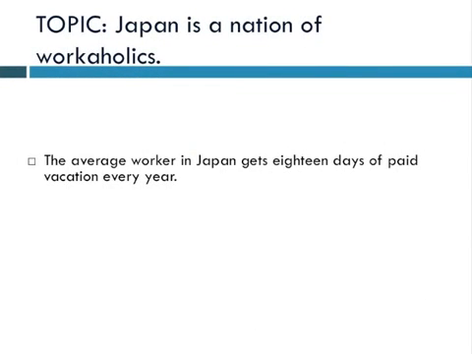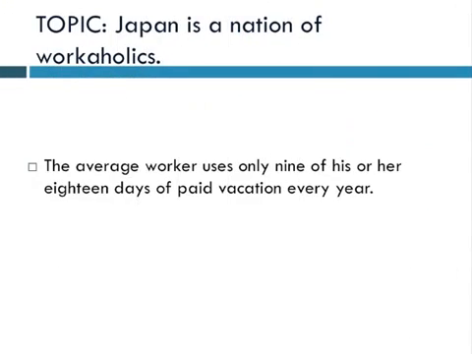The average worker in Japan gets 18 days of paid vacation every year. Does it help or hurt? The answer, it hurts. It doesn't belong to the topic. Here's the next one. The average worker uses only 9 of his or her 18 days of paid vacation every year. It helps.